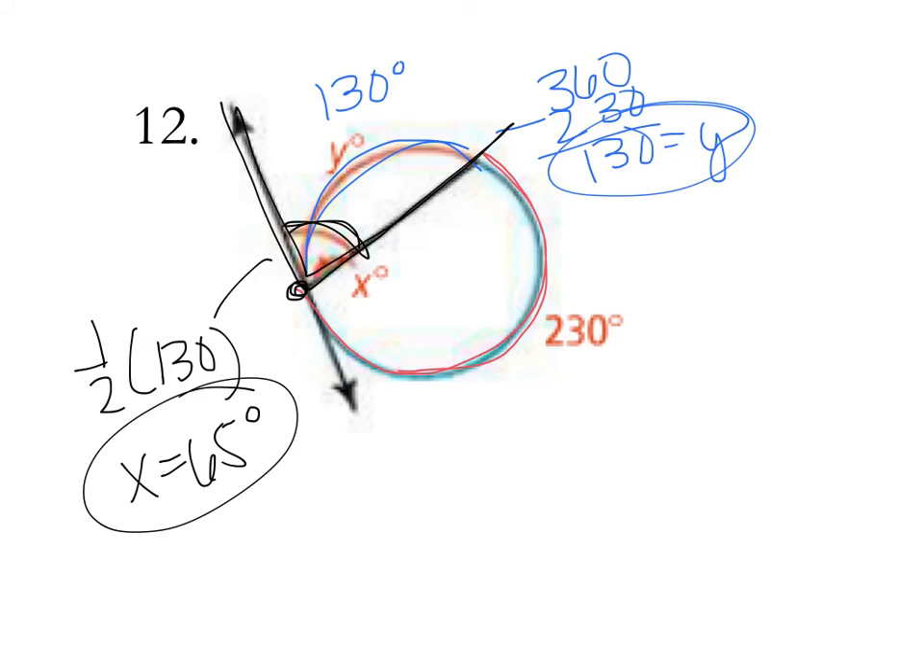The other way of doing this was to find this angle first by taking 1/2 of 230. 1/2 of 230 is 115, and then these make a straight line, they're supplementary. You can do 180 minus 115, you get that x is 65, and then double it to find y is 130.